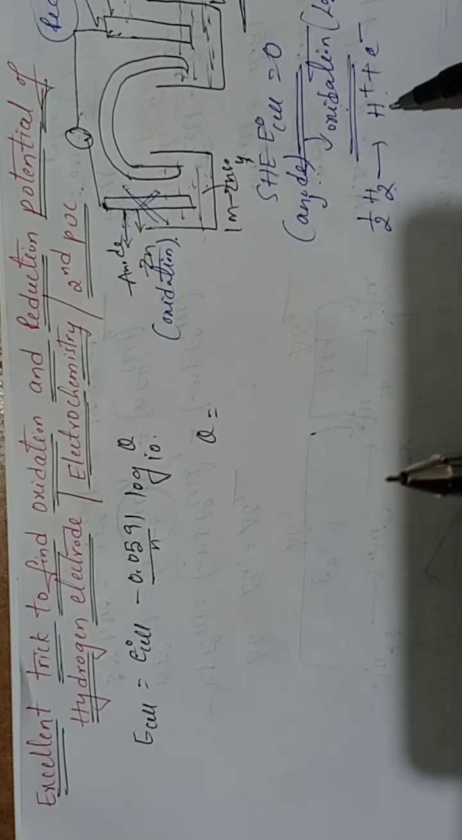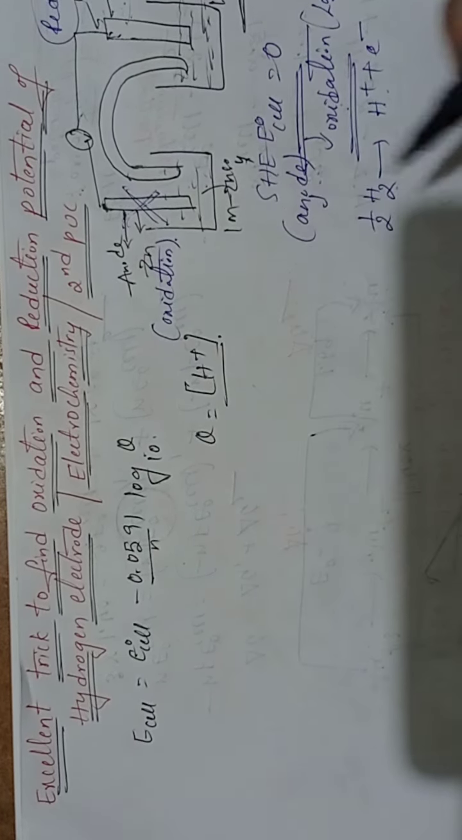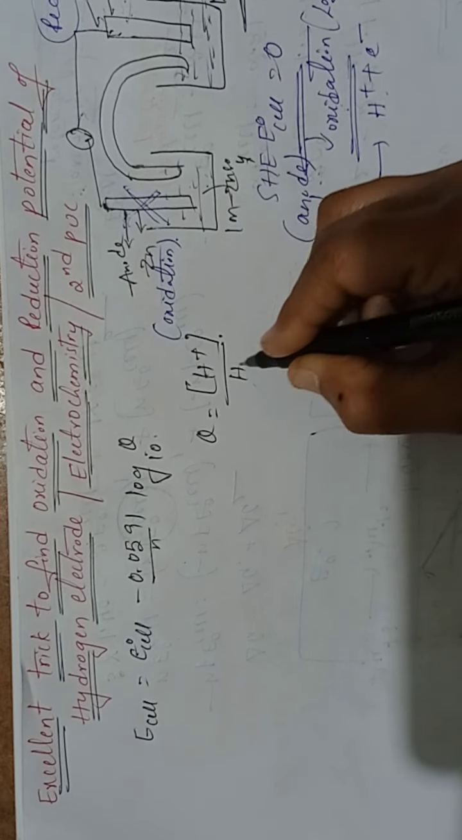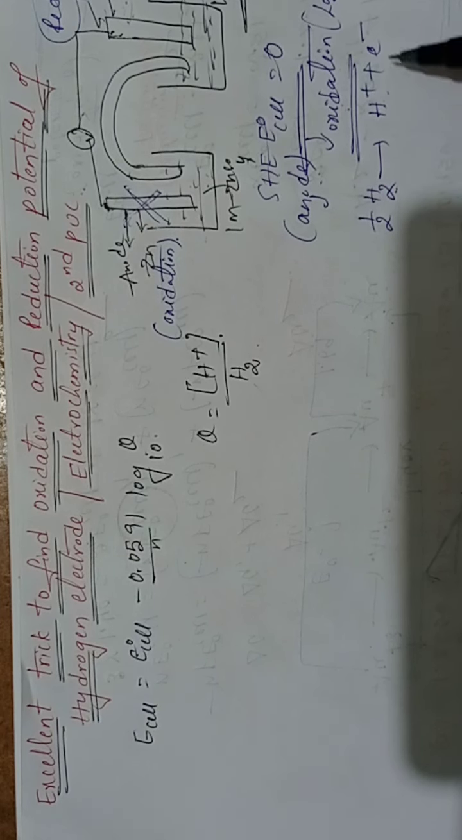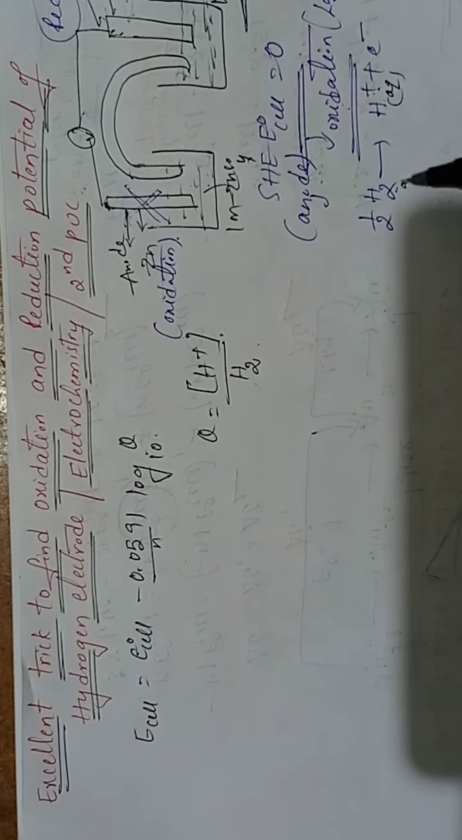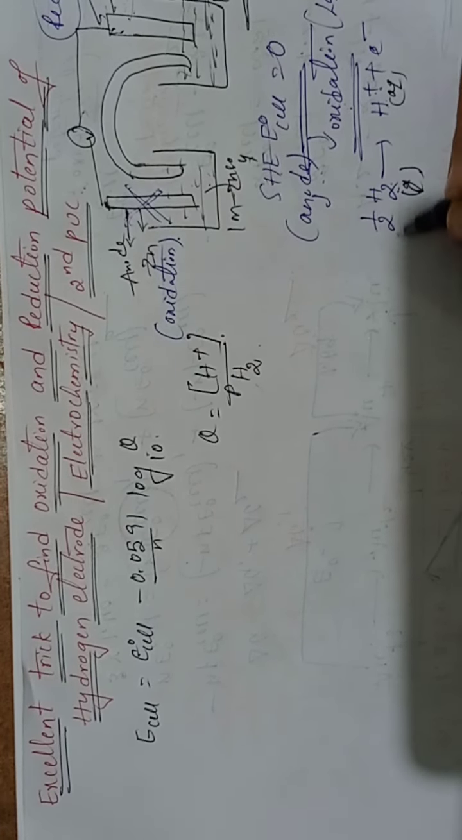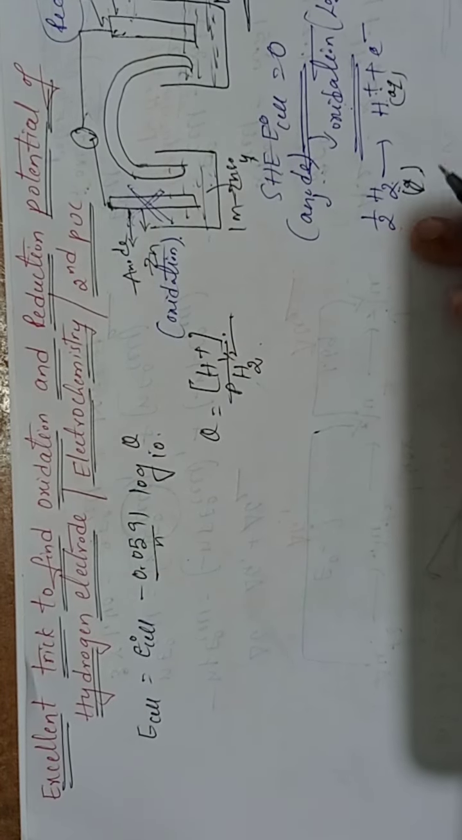Now here, what is the reactant? What is the product, students? H plus ion is the product, so H plus ion concentration, and the reactant is H2. H2 is a gas, so we cannot take concentration; we have to take partial pressures. Because H plus is in the aqueous state, we take its concentration, but H2 is in the gaseous state, so we take the partial pressure. So the partial pressure of H2, and 1 by 2 moles are there. Are you clear, students? Partial pressure of hydrogen to the power 1 by 2.